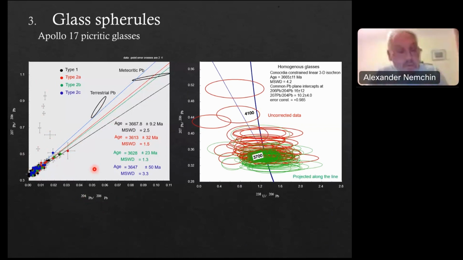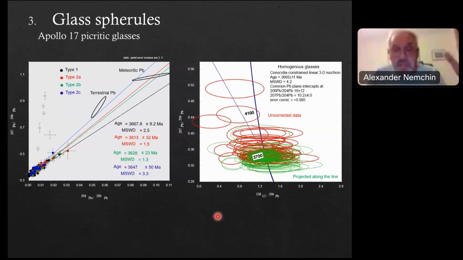I said that it was probably a good idea to stick with homogeneous glasses, because it looks like there is some sort of lead loss in all textured materials. The homogeneous glasses give us the age 3668 plus or minus 9. Everything where we've got crystals seems to be drifting downwards to a different degree.